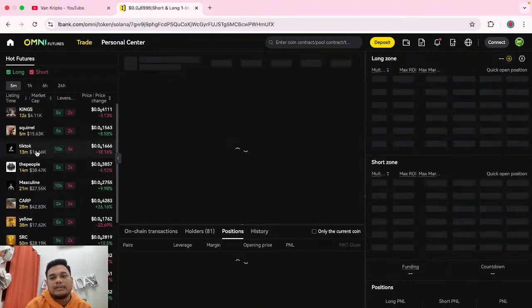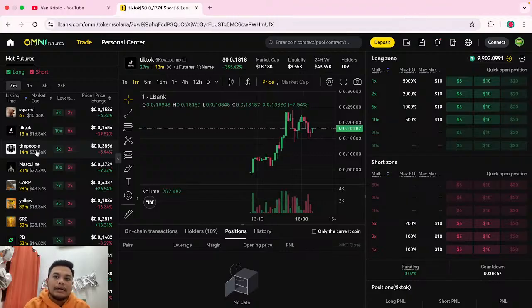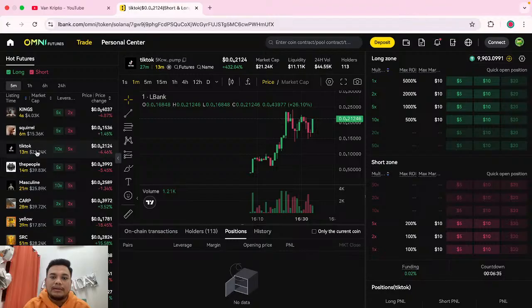How about we check on the TikTok just now? It seems like you can already trade it now. Let's see how long the pumping will last, for one minute, right? Let's see how long it will stay that way.